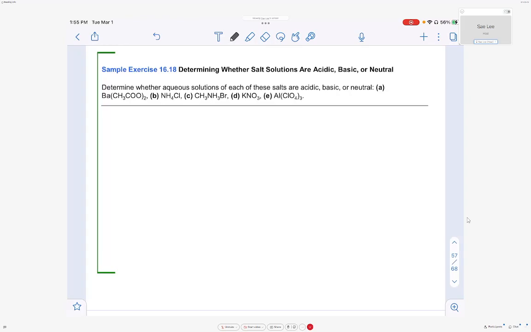Again, in order to determine whether a solution containing these salts is acidic, basic, or neutral, we need to determine whether the cations and anions affect the pH or not. Okay, so let's take a look at the barium acetate first. What do you have as a cation? Barium, right? The cation is barium. Barium is a group 2 metal cation.